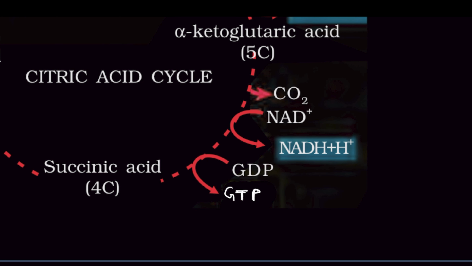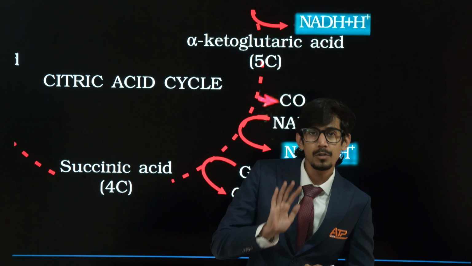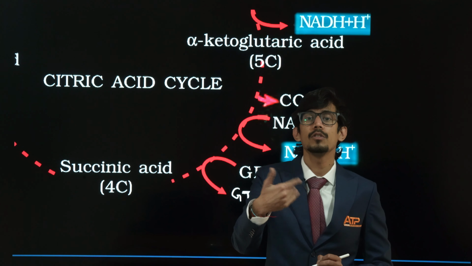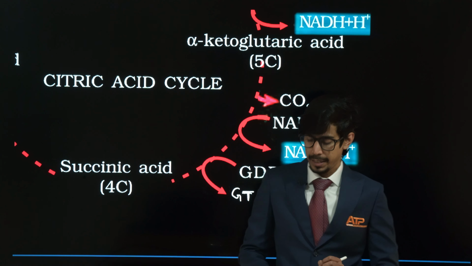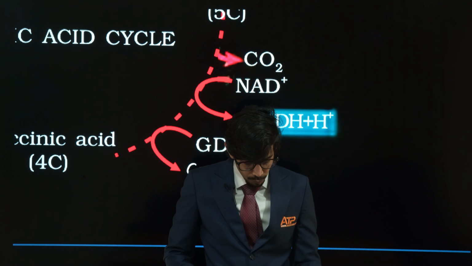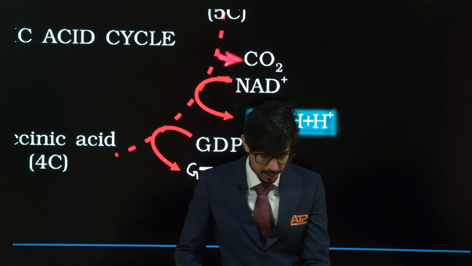GTP. Okay, so here GDP gets converted into GTP, which means a phosphate is getting added. Diphosphate converts into what? Triphosphate, right? So GTP has 3 phosphates. And one more thing is going to take place here.